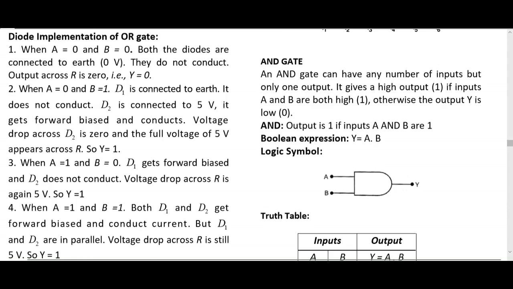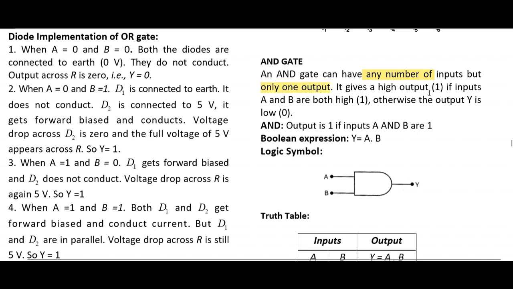The next logic gate that we are going to study is the AND gate. We have already done the OR gate and now we shall study the AND gate. The AND gate can have any number of inputs, but only one output, same as the OR gate.